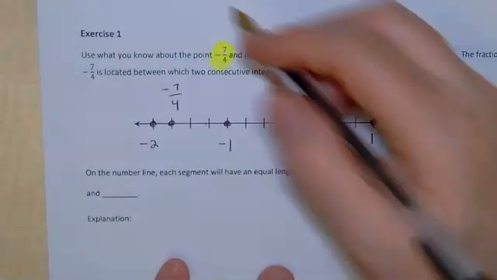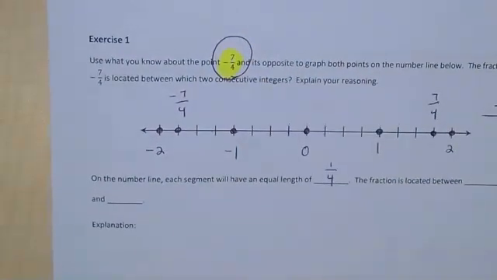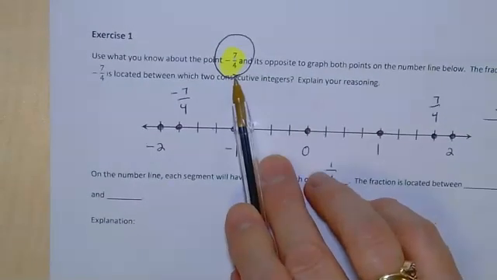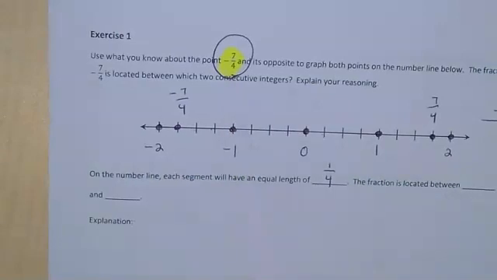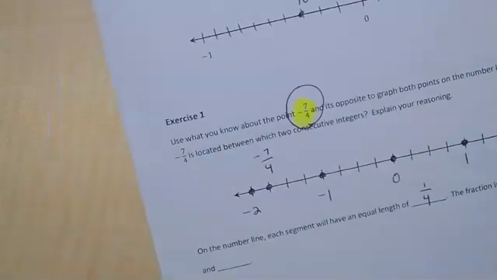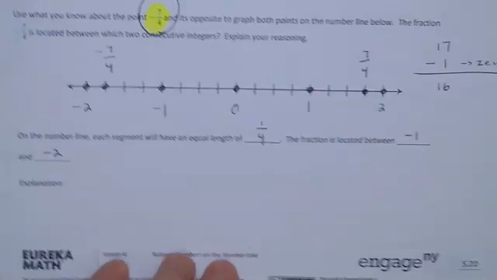Okay, so this number right here is between what two integers? Oh, now we're back to integers, so we're back to whole numbers again. That is located between what two integers? Olivia, positive or negative? Nope, this number right here. Negative. Between -1 and -2. Very good. Between -1 and -2.